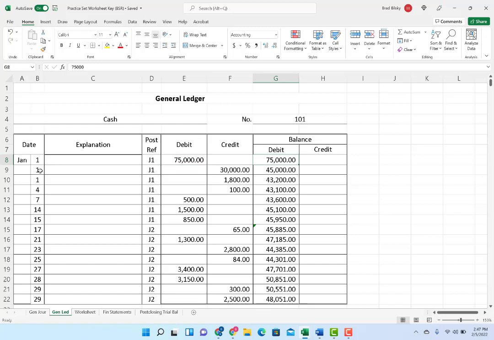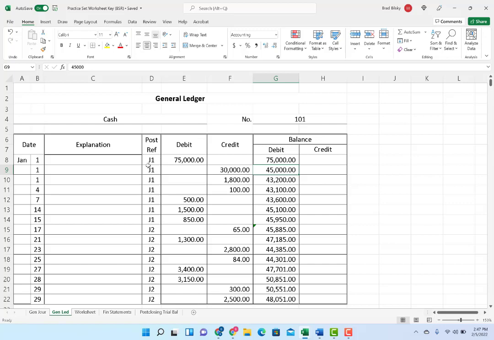We'll see there's another transaction on the first where we spend $30,000, so that's a credit. When we post that, our new balance after we go out and buy that truck for $30,000 is now at $45,000 balance. So the general ledger gives us a running total of all the balances for every account we have.